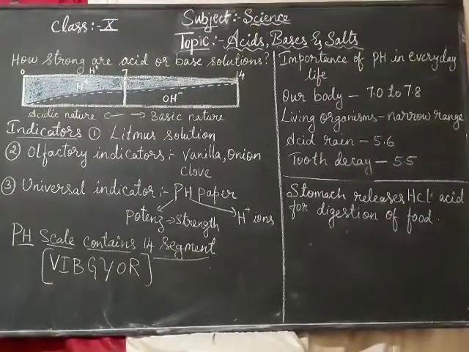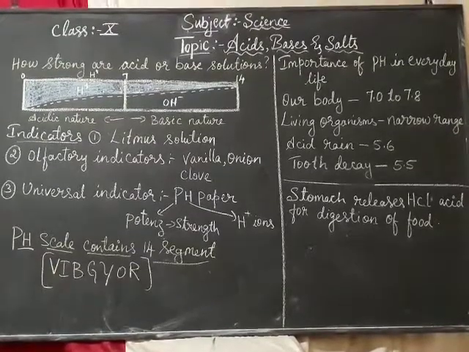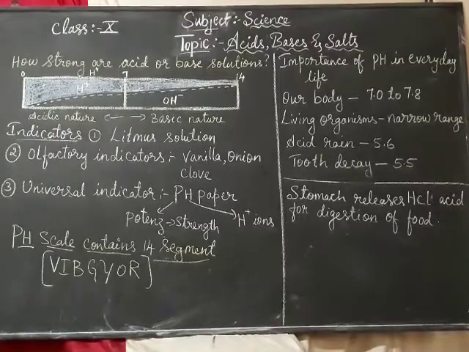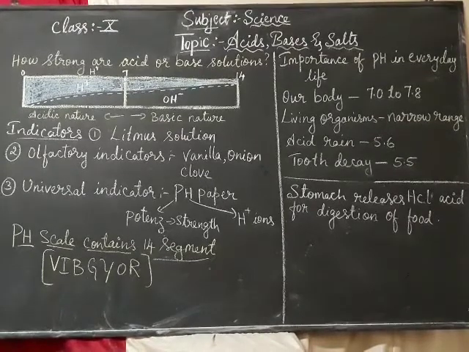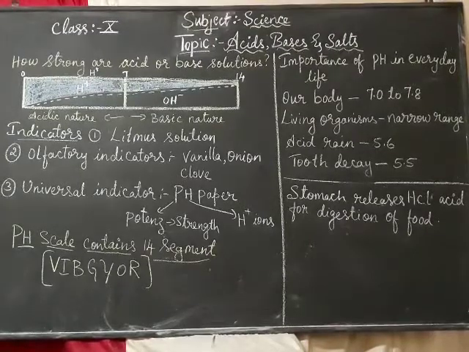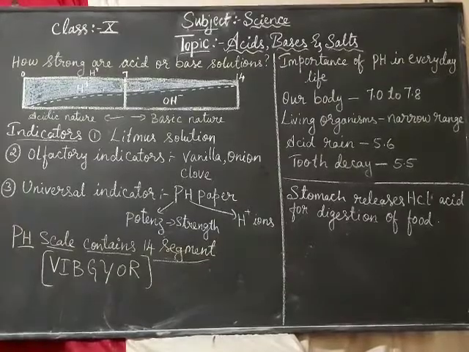Not only that, even the soil. For agriculture, we should know the pH of the soil. To grow crops, we should have the proper pH. That means whether the soil is acidic or basic. If it is acidic, we should mix bases to neutralize it and grow the crops. That's how fertilizers are used. So we should know this. Thank you.